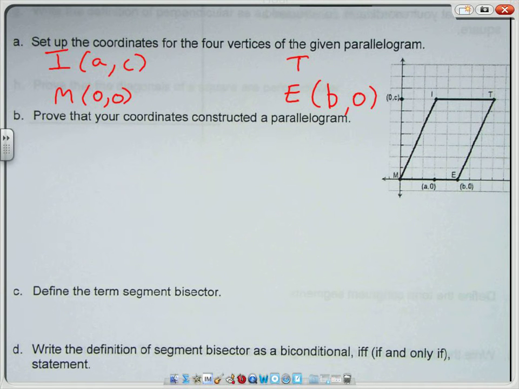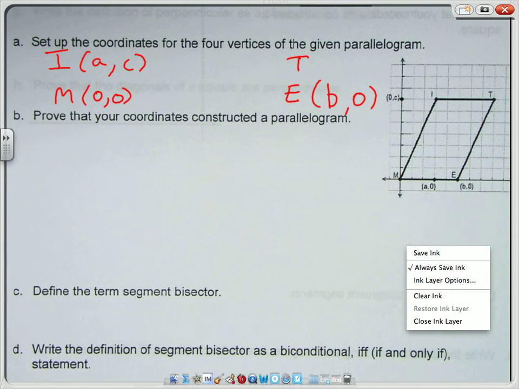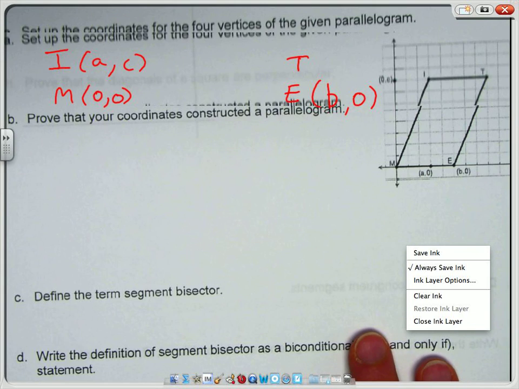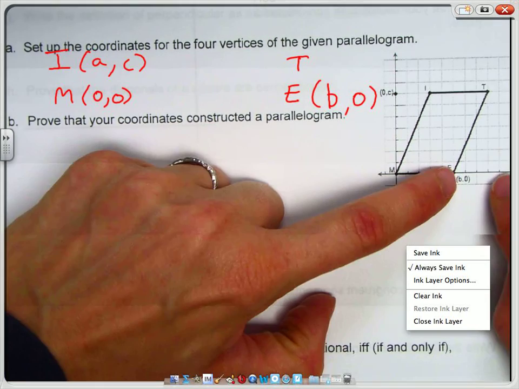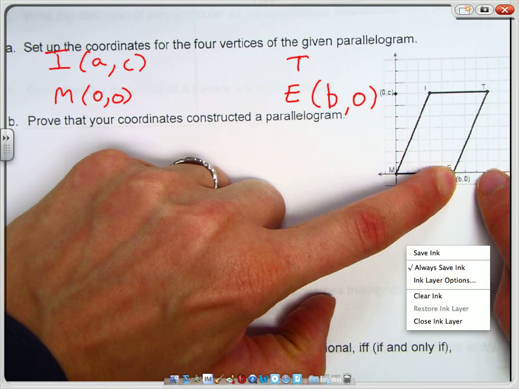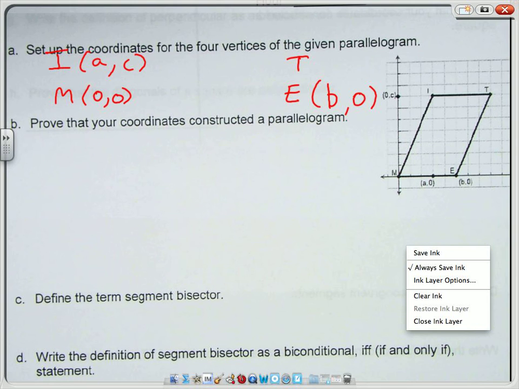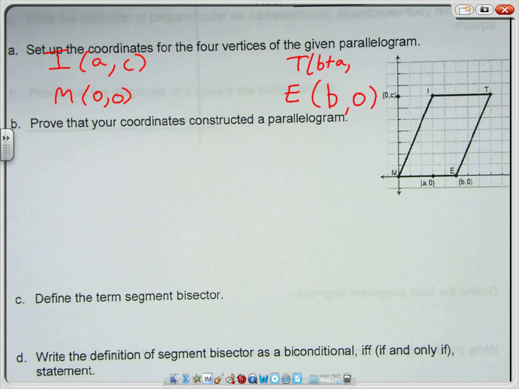So we went over B and we went over how much more? Is this length between 0 and A the same length between B and where T would be? We're going to call it B plus A, or A plus B. And then the Y value is C. I know, all kinds of crazy, right?